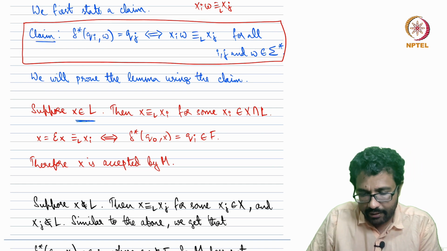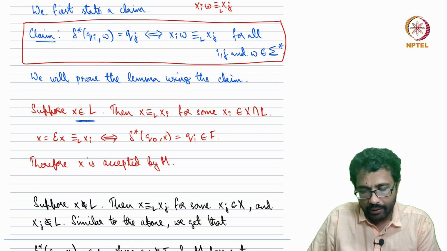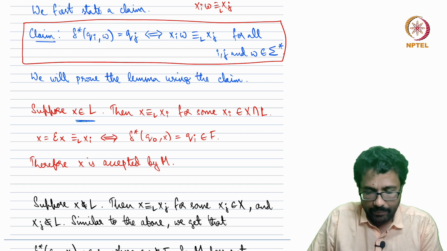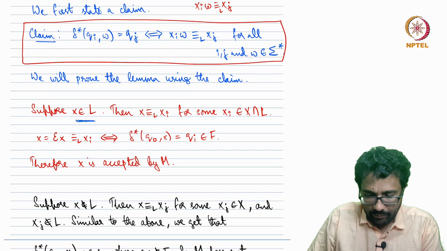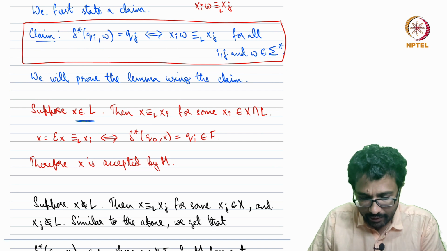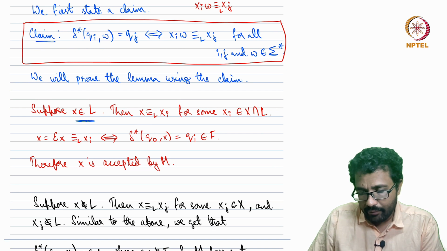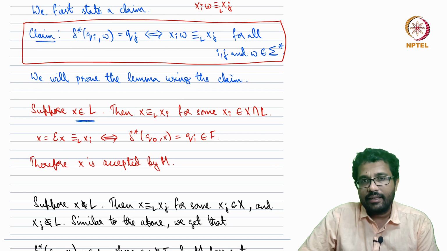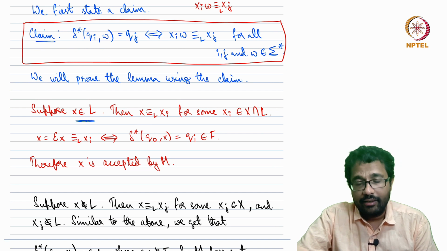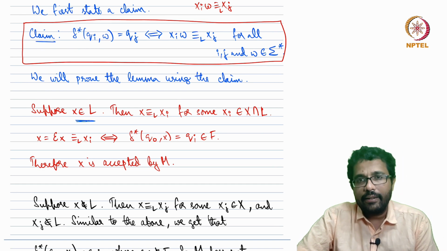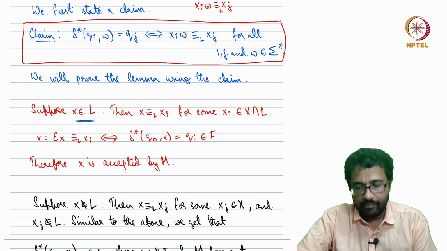This means that delta star of q0, x is equal to qi, because q0 is the state corresponding to epsilon, the empty string. That is how we constructed it. qi is the state corresponding to xi. So delta star of q0, x is equal to qi, meaning from the starting state, upon reading the string x, the DFA ends at qi.